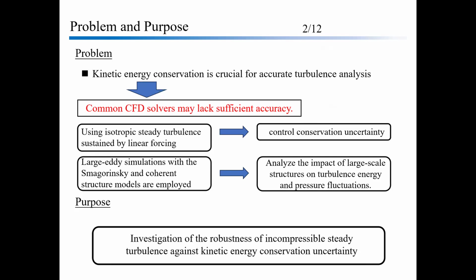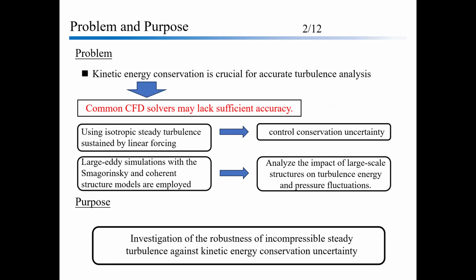This study aims to clarify how such uncertainty in energy conservation affects steady turbulence characteristics, using isotropic steady turbulence sustained by linear forcing. The Crank-Nicolson implicit time integration method is applied to control conservation uncertainty. Large eddy simulations with the Smagorinsky and coherent structure models are employed to examine the influence of large-scale turbulent structure on turbulent kinetic energy and RMS static pressure fluctuation.